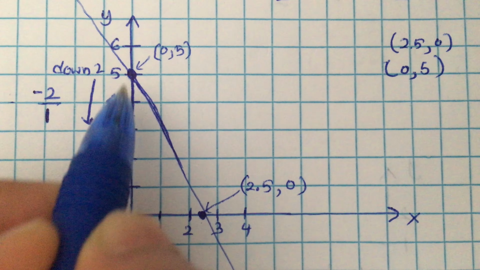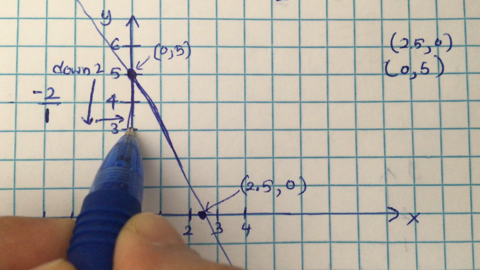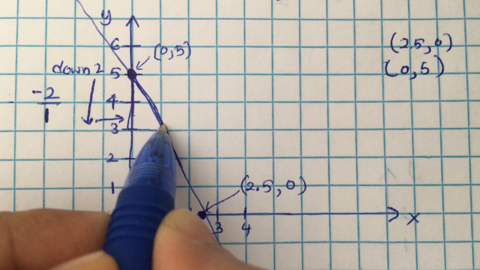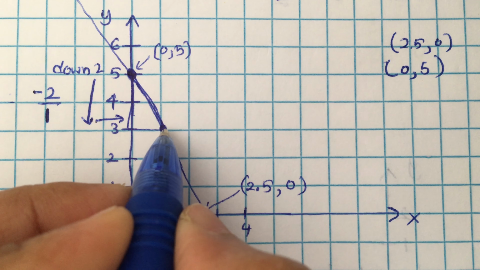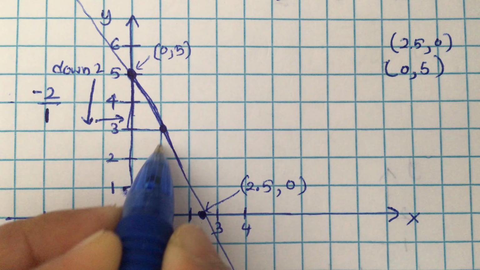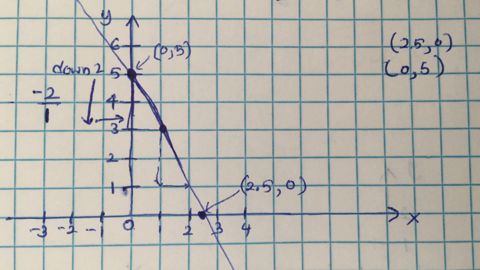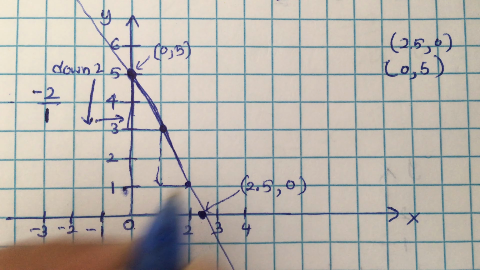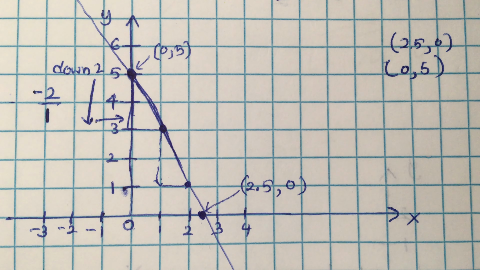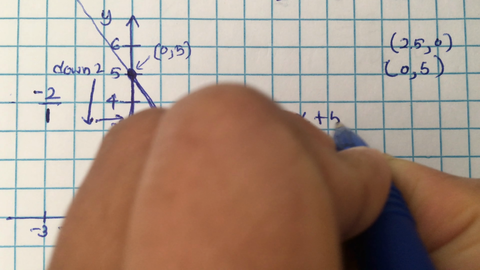If I use this point and go down 2 and go right 1, you end up on the line, right? So that's the slope. If I select this point, I have to go 2 down like this and go right just 1. Again, I'm on the line. So that's your slope. Okay, so this is the sketch of the linear line y equals negative 2x plus 5.